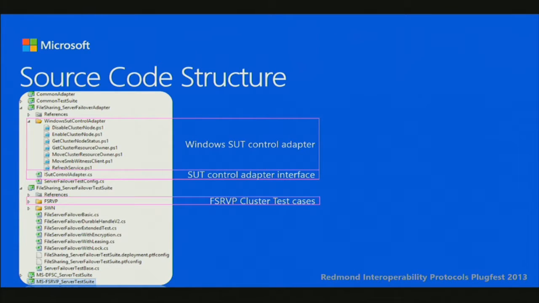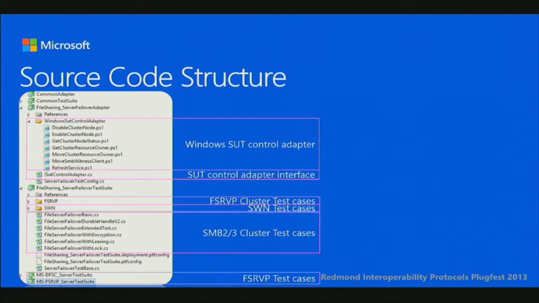The test cases are under the file sharing server failover test suite for FSRVP. And this is for SWN, and all of this is for the cluster test cases. And the FSRVP server test suite is for those cases which can run on a non-cluster environment. If you have a cluster environment, you can test our FSRVP cases against your cluster environment under the file sharing server failover test suite.